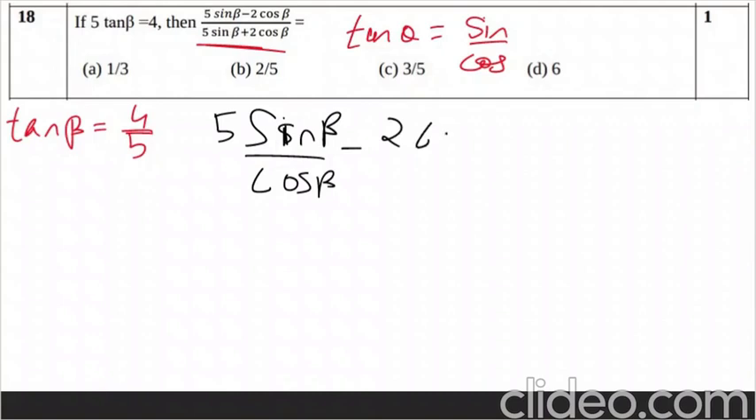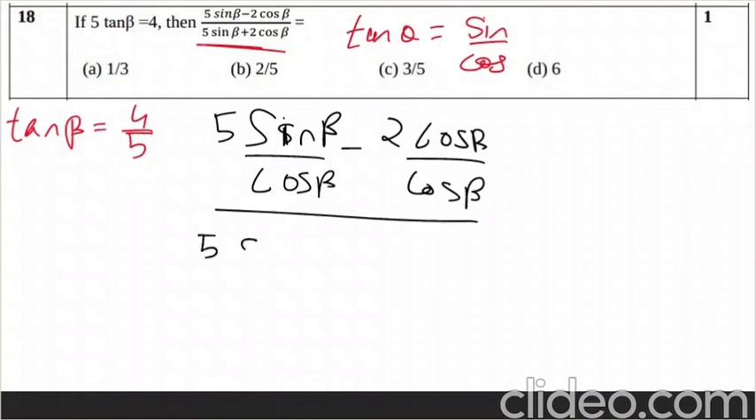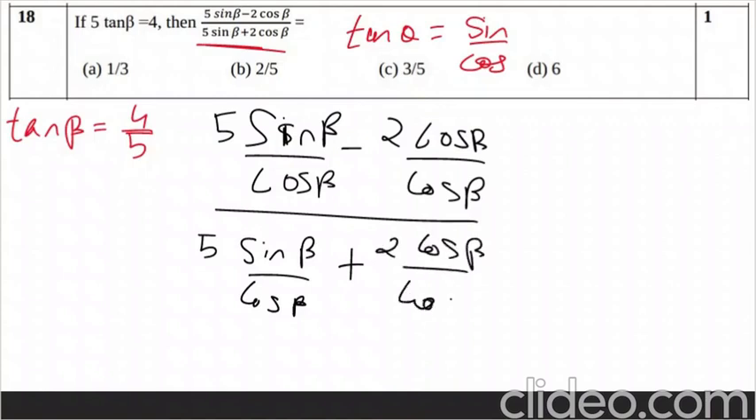Minus 2 cos beta by cos beta, correct? We will not cancel it now. Divided by again 5 sine beta by cos beta, and this time it is plus. In the below, here it will be 2 cos beta divided by cos beta. Now cos got cancelled out. What will I get here? I'm getting nothing but sine beta by cos beta. Sine beta by cos beta is what? It is tan only.